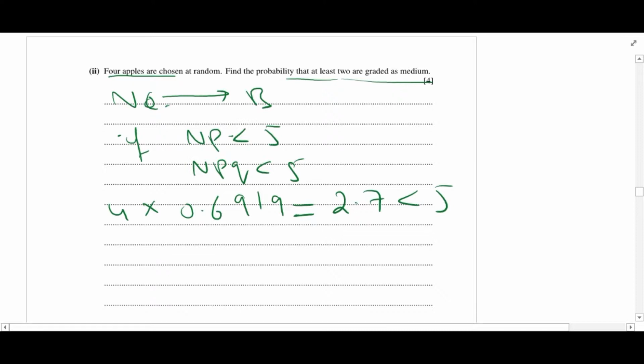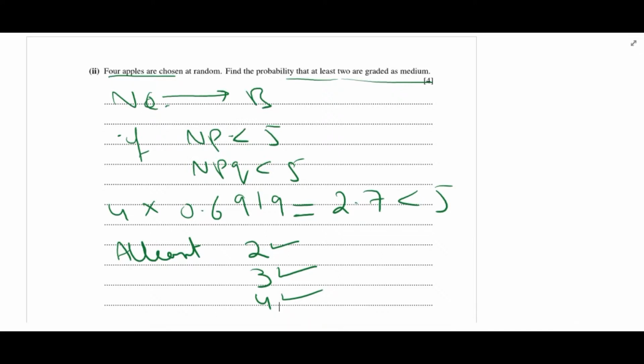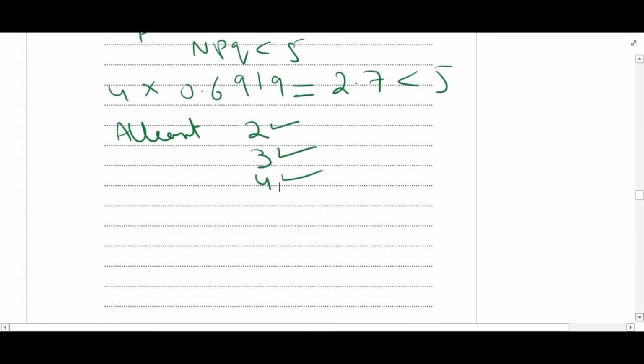So the next thing is we are asked at least 2 apples are medium graded. So at least 2 means either 2, or it can be 3, or it can be 4. We can have 2 medium sized apples, or 3 medium sized apples, or 4 medium sized apples. So we are going to find the probability of these things.